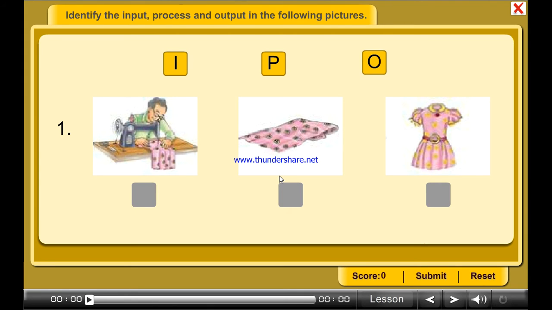Identify the input, process, and output in the following pictures. Identify the input.